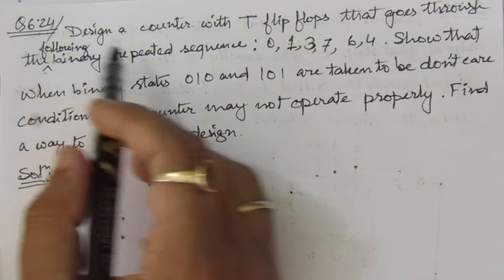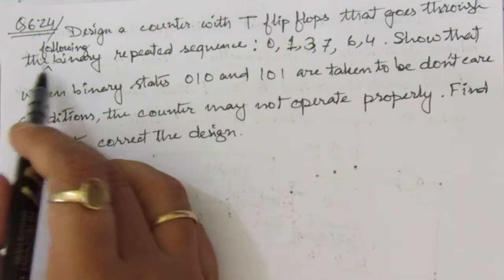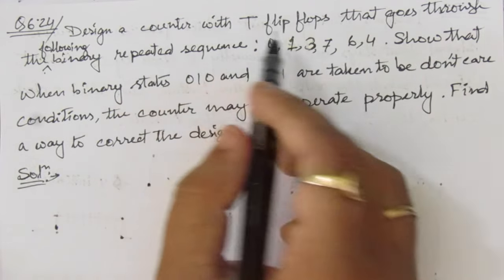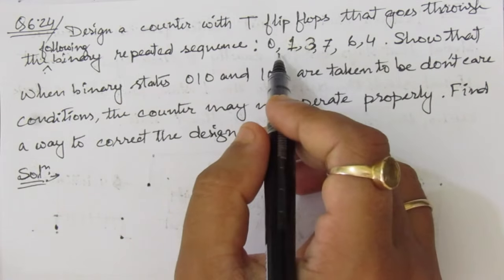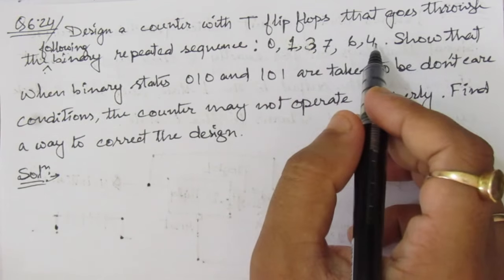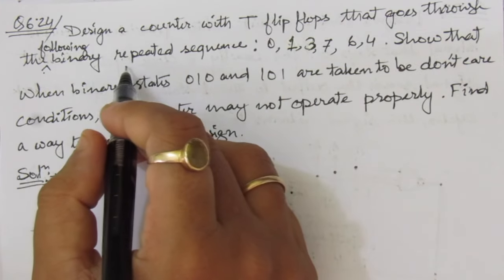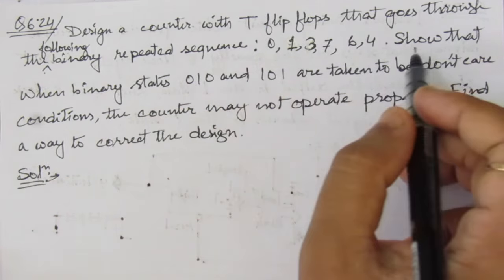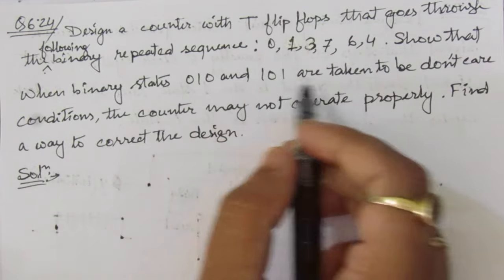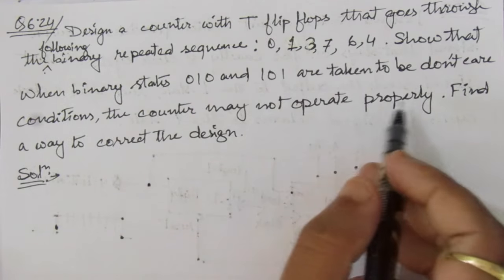The problem is: design a counter with T flip-flops that goes through the following binary repeated sequence. That means this counter will go through the count sequence 0, 1, 3, 7, 6 and 4, and after 4 it will again go to 0 and repeat, because it is given that it has a repeated sequence. Then we have to show that when the binary states 010 and 101 are taken to be don't care conditions, the counter may not operate properly.